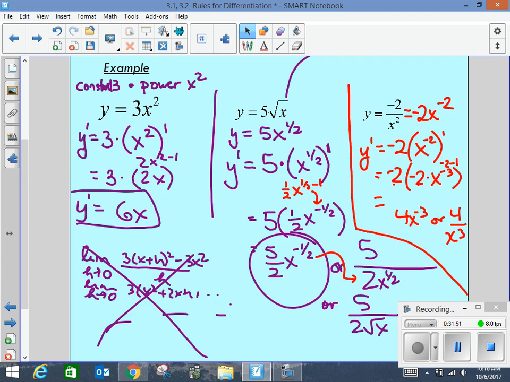So be aware that you're going to have multiple looks of the answer. Did anybody not get one of those 2 answers? Okay. So that's the multiple constant rule. We get the power rule.